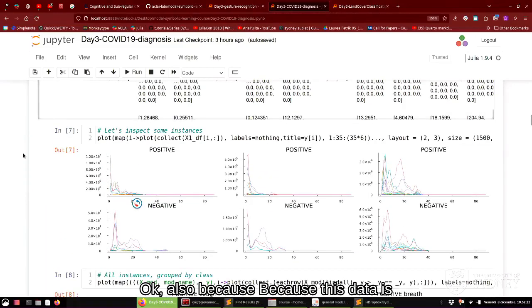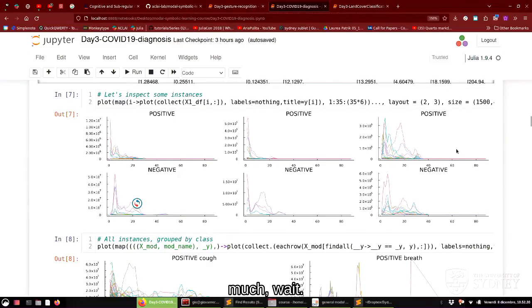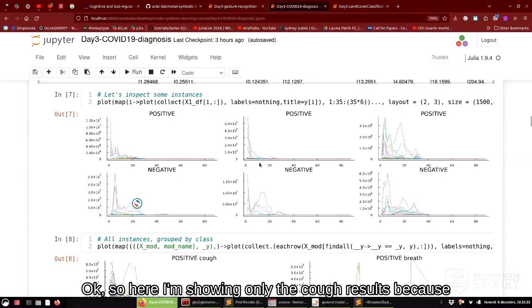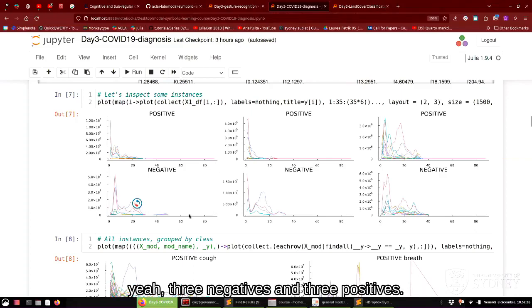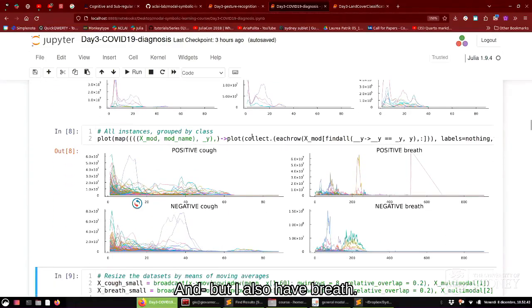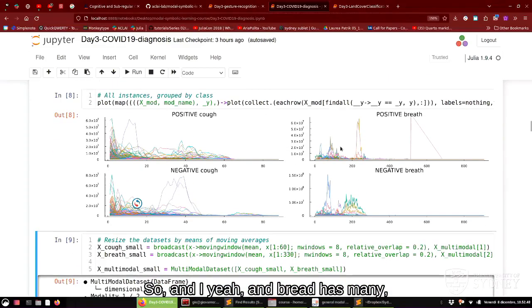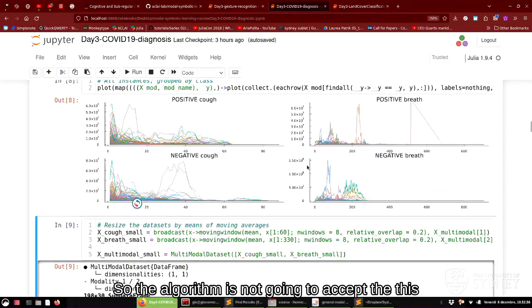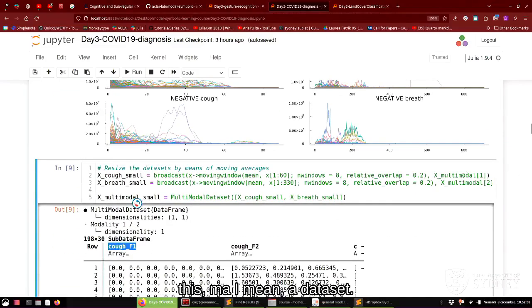Here I'm showing only the cough results, because we have 3 negatives and 3 positives. Sorry, the cough recordings, but I also have breath, and breath has many points. So the algorithm is not going to accept a data set that is this big.